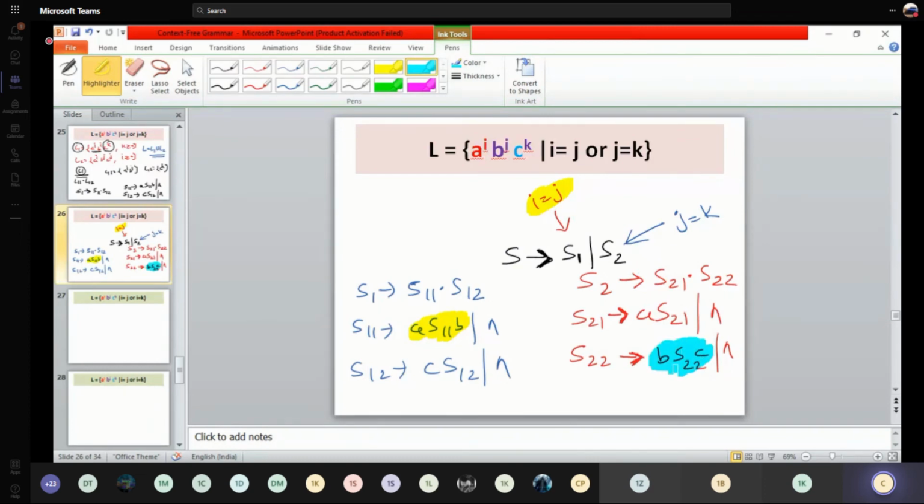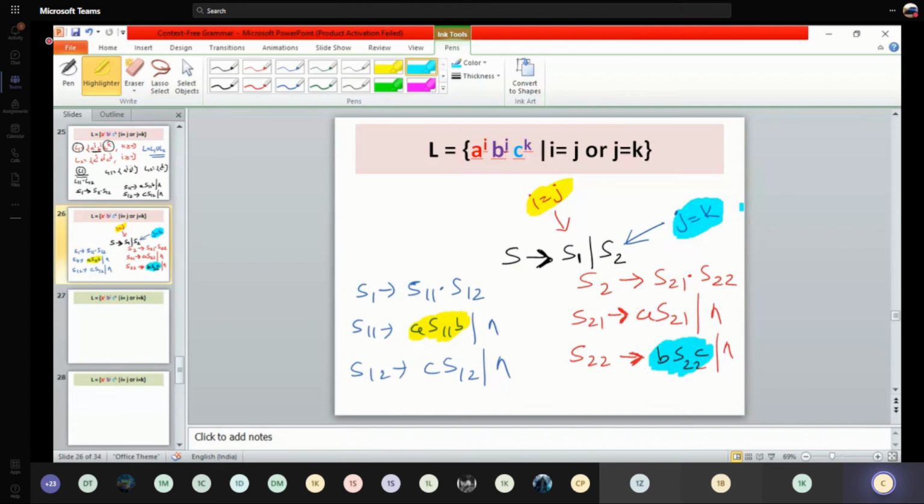And we are generating A independently. So this is what you can easily observe: that I equal to J, so A and B will be equal, and independently we are generating the C. When J is equal to K, we have B and C equal, and we are generating A independently.